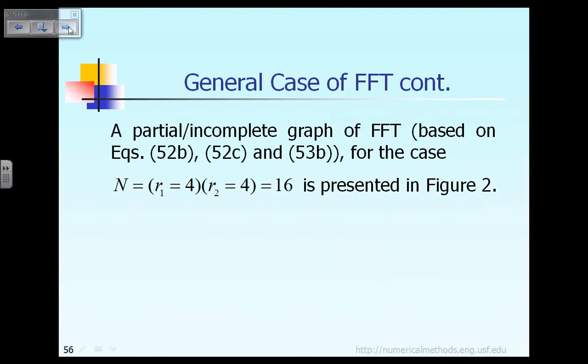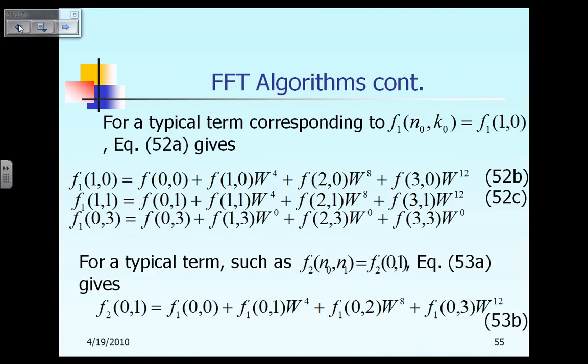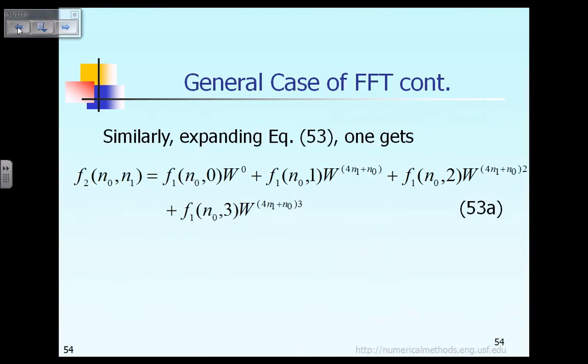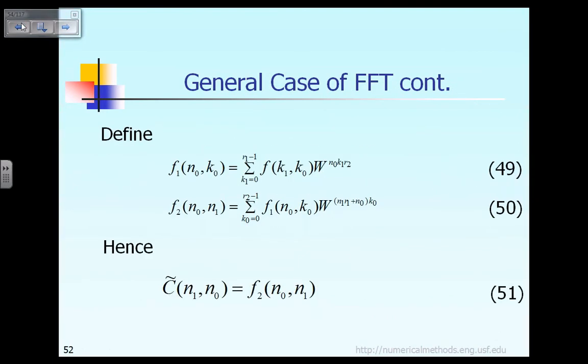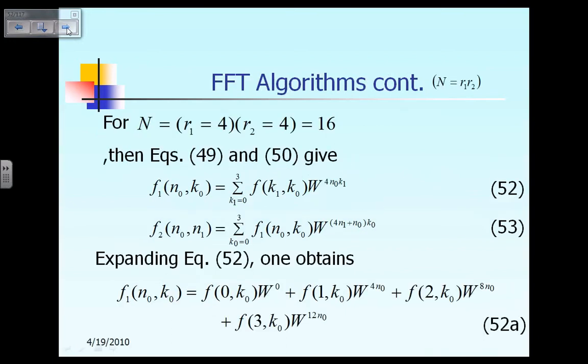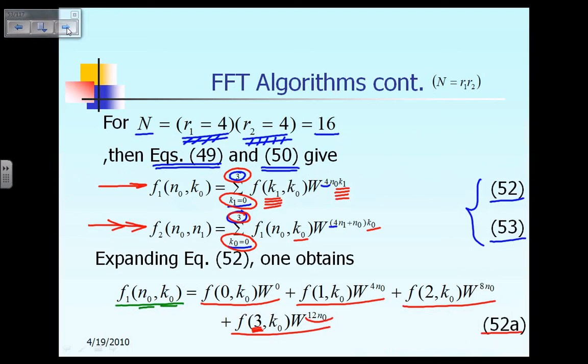So to summarize, basically we have two equations. The first equation is equation 52a. That equation will give you the computation of the intermediate vector f1. As you can see from that equation, the computation of any term corresponding to n0, k0 of the intermediate vector f1 will have 4 data from the previous vector f. You have to make use of the 4 data that come from the previous vector f.